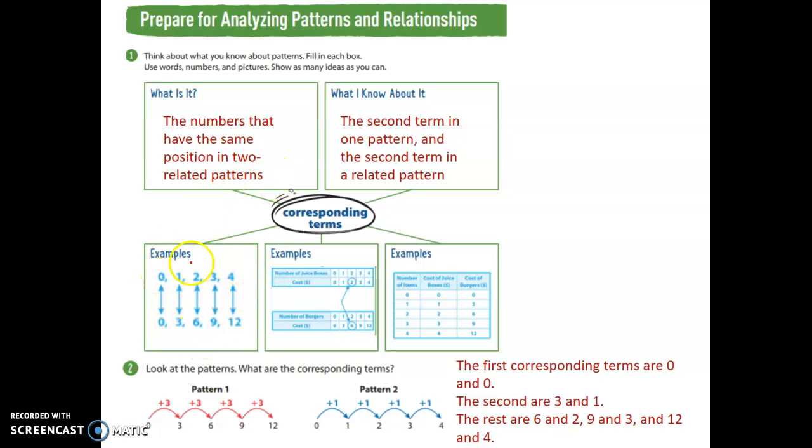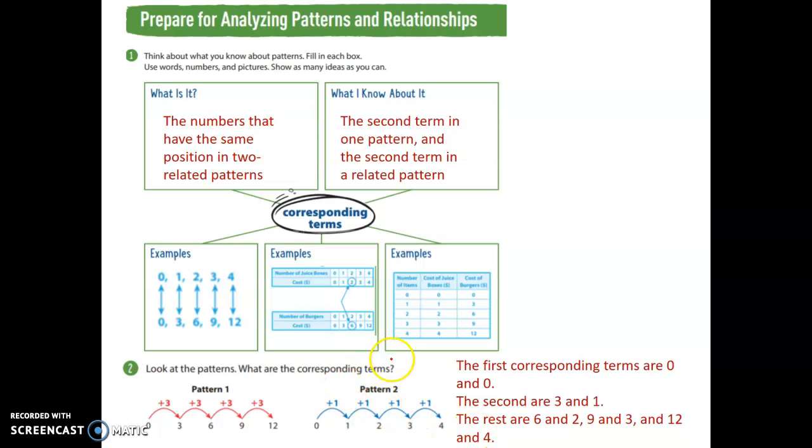So again, the first example I gave you was this one, and these are corresponding to each other. So that would be one of the examples you could draw in there. We've also completed and made 2 different charts. So the corresponding term would be like the second position compared to the second position there. And what I know about it is that if it's the second term in a pattern, then it's going to be the second term in a related pattern. So again, these are some different examples you can draw in, or you can just do a couple of them, that's fine. But go ahead and get those vocabularies listed in your book for me.